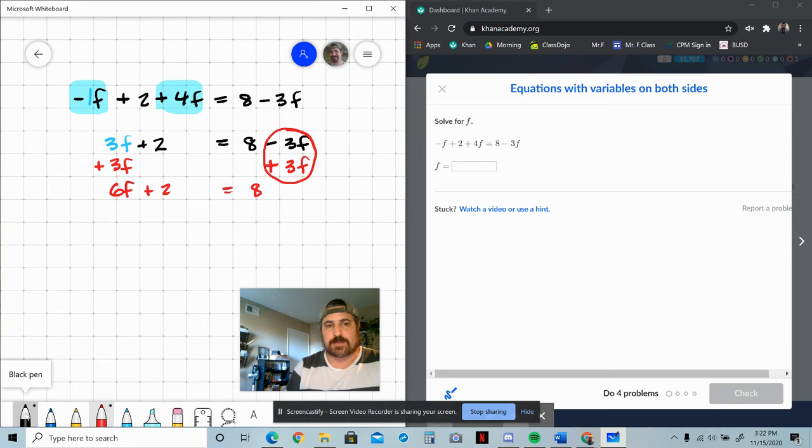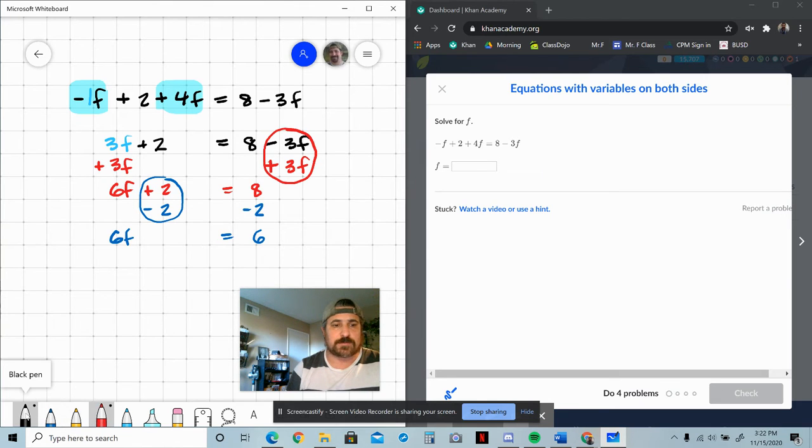You don't want to have the plus 2 on the same side as the f's. You want to isolate the f's, get them by themselves. So now you have to peel away that plus 2. How do you get rid of plus 2? Minus 2, or add negative 2 to both sides. This becomes a zero pair on the left. So you end up with 6f is now equal to 8 take away 2, or 8 plus negative 2, which is, of course, 6. So now you have 6f equals 6.